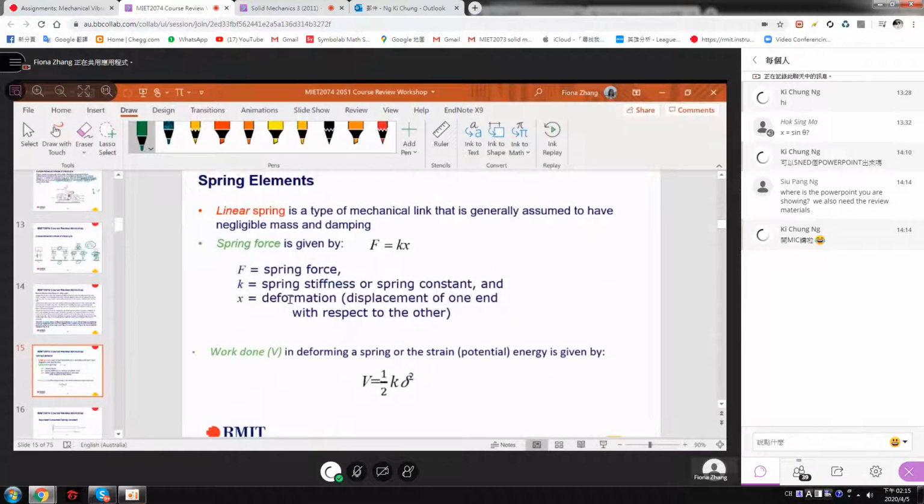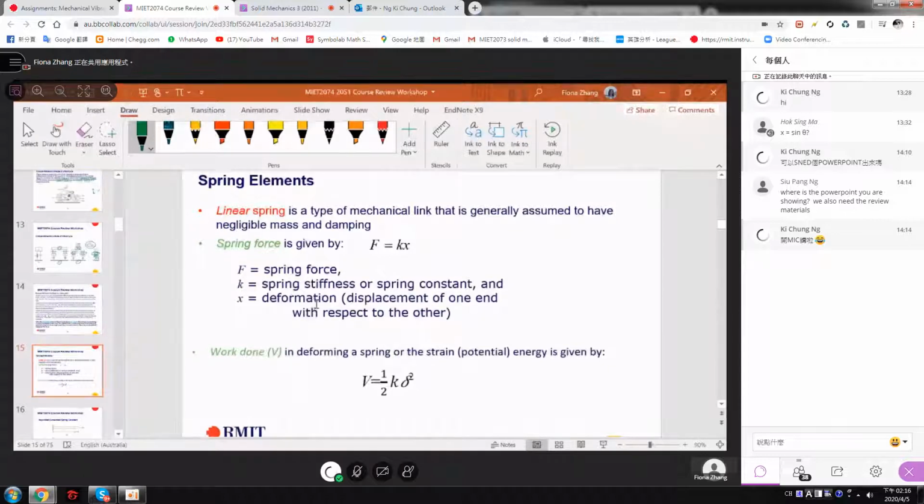Right. As we mentioned before, if every element behaves linearly, it's a linear vibration. So here is a spring, is it a linear spring or not? Of course, in this class we basically use a linear spring. You all know what a spring is, so I don't need to show you. A linear spring is a type of mechanical link that is generally assumed to have negligible mass and damping. The spring force is F equal to Kx. So this is a linear equation. F is the spring force, K is the spring stiffness or spring constant, and x is the deformation with respect to its original length, the displacement of one end with respect to the other.